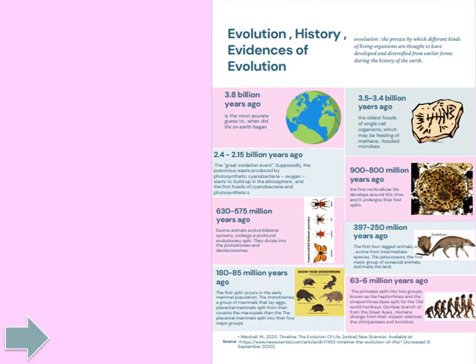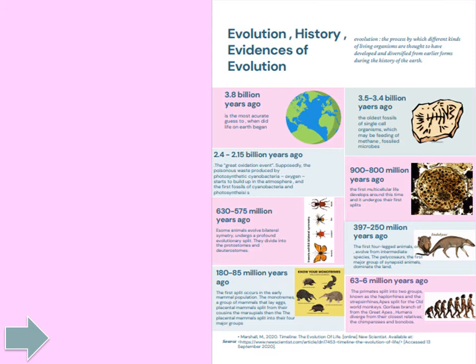Bilateral symmetry is when an animal can be split into two symmetrical halves, and bilaterally symmetrical animals developed a profound evolutionary split where they divided into the protostomes and the deuterostomes. From 397 to 250 million years ago, the first four-legged animals, also known as tetrapods, evolved from an intermediate species. Also, the Pelycosaurs were the first major group of synapsid animals that dominated the land.